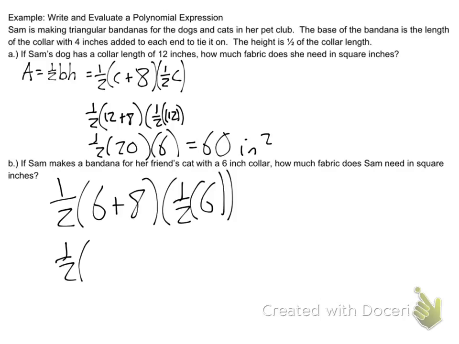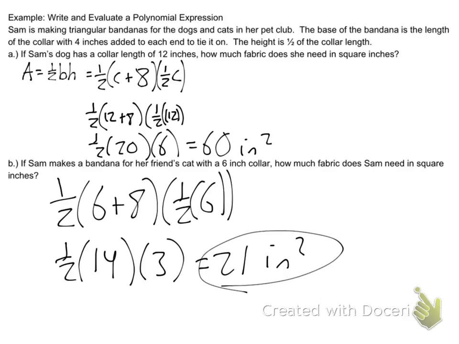Next one, her friend's cat, which has 1/2, 6 plus 8 times 1/2 of 6, which is 1/2 of 14 times 3. And 1/2 of 14 times 3? 21 inches squared. Easier if you have a formula, because now I can ask you, what if they have a 7-inch collar? What happens if they have a 25-inch collar? Because it's an elephant. I don't know. So a 3-foot collar. It's a giraffe. I don't know.